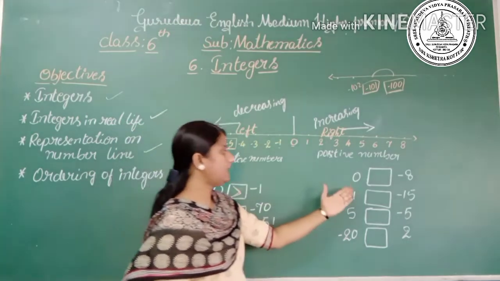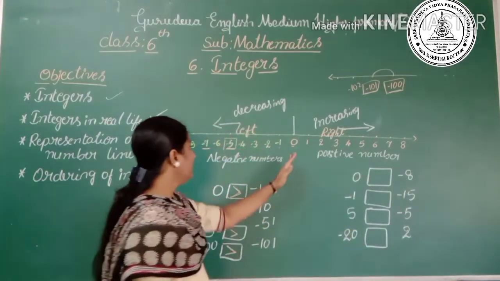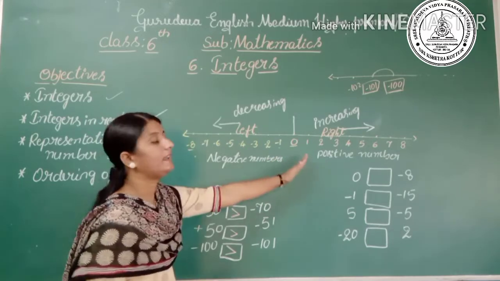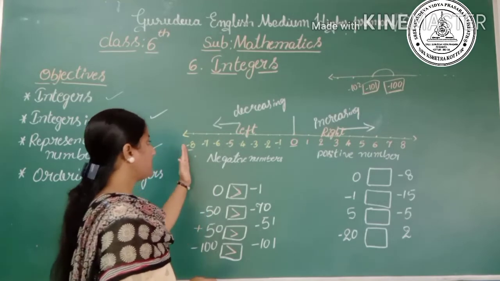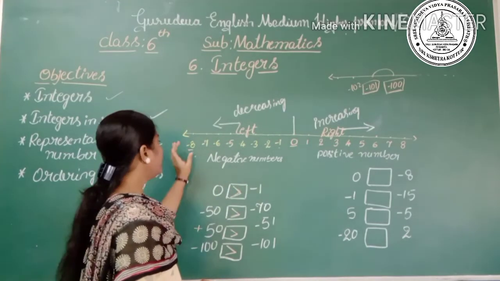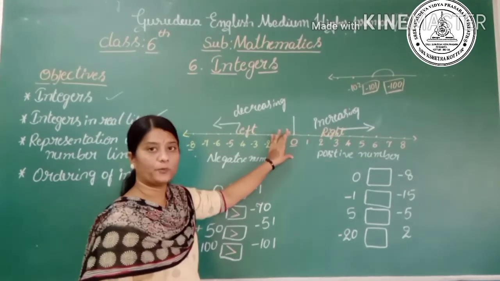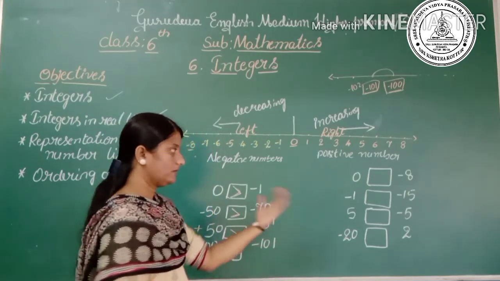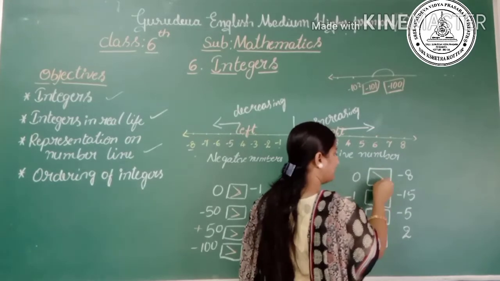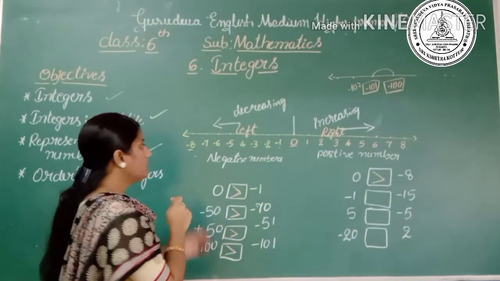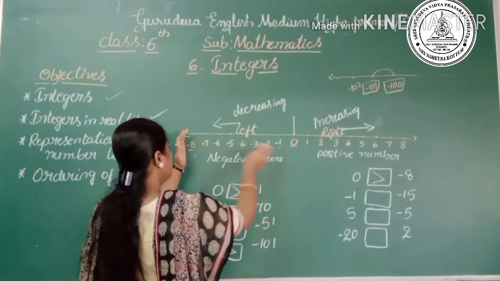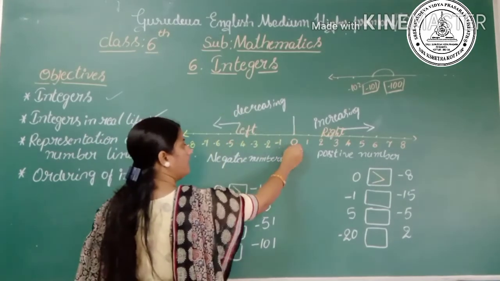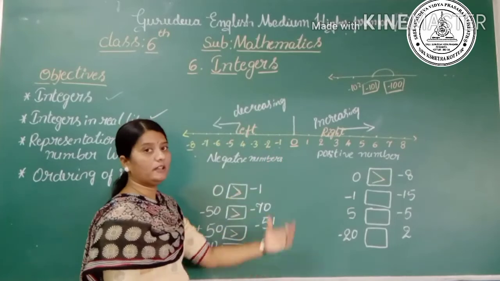Just do here 0 and minus 8. Here there is a 0, here there is a minus 8. So minus 8 is to the left of 0, right? So the value is lesser than 0. So it is a lesser number. So we can write the sign: 0 is greater than minus 8, right? So 0 is to the right of minus 8, so it is the greater value.